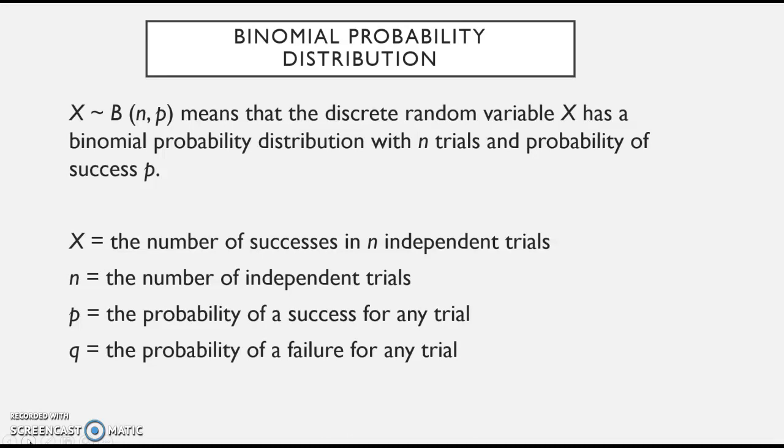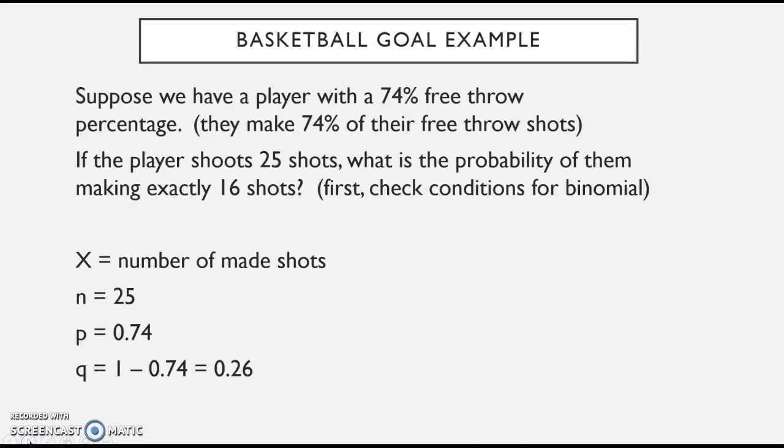And so the really important values that we need to pull out of each question when we're looking at a binomial probability distribution are: what is our random variable? What is the success? N is the number of independent trials, that's our total number of experiments. P is the probability of success for any trial, and Q is the probability of failure for any trial. And these will all make sense as we walk through a concrete example.